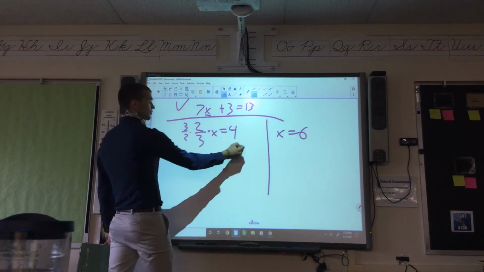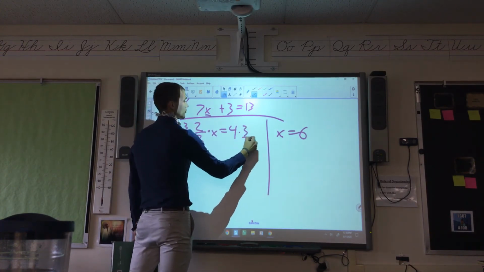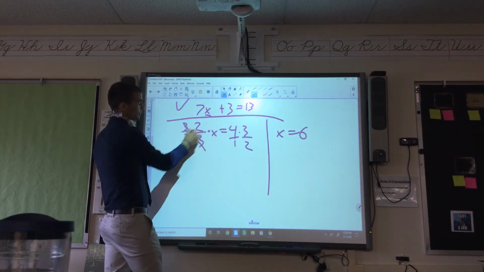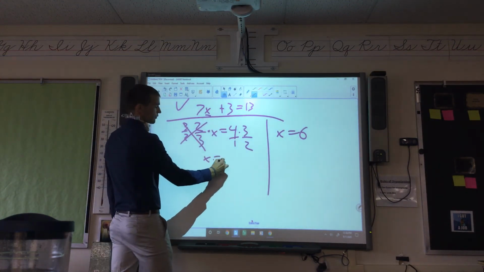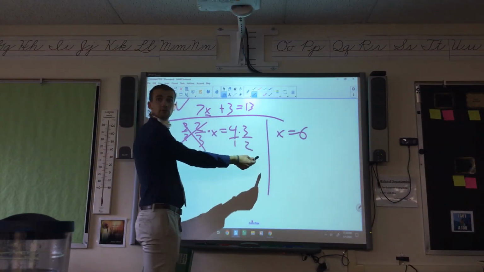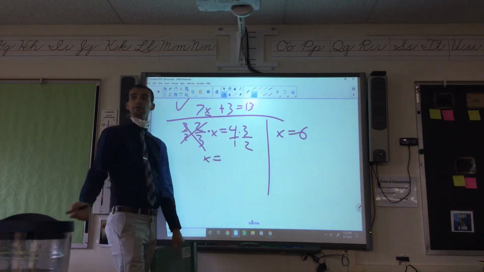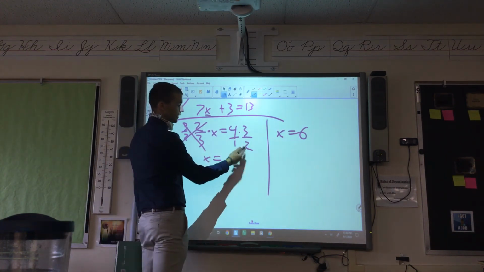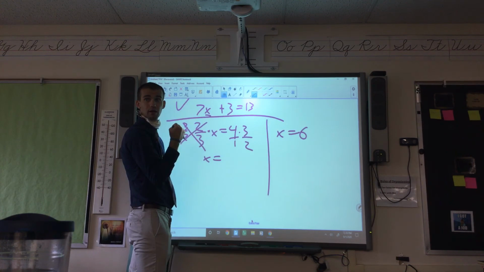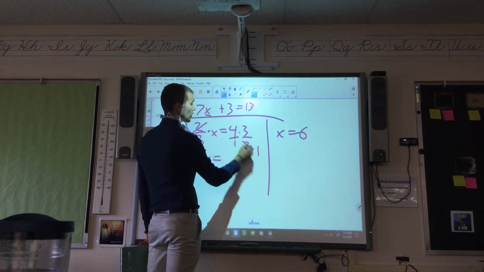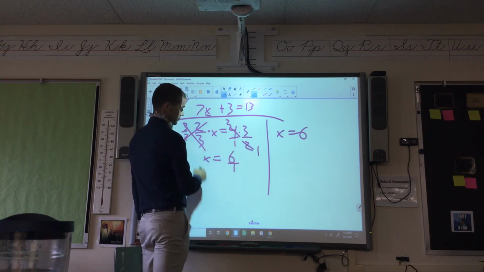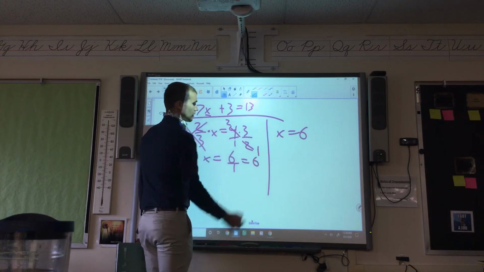So you look at this, you say, whatever I do to one side, I got to do to the other. So 3/2. 4 times 3/2, remember that's the same thing as 4/1 times 3/2. These cancel each other out, so all I have left is x over here. And right here, I could do 4 times 3 and 1 times 2 and get 12 over 2. But the easier way, remember when we're doing fractions, can we cancel anything out? 4 and 2 have what in common that we can reduce them by? 2. So 2 becomes 1, 4 becomes 2, 2 times 3 is 6, 1 over 1 is 1, so x equals 6 over 1, which is the same thing as x equals 6.